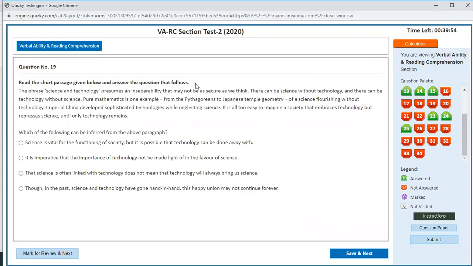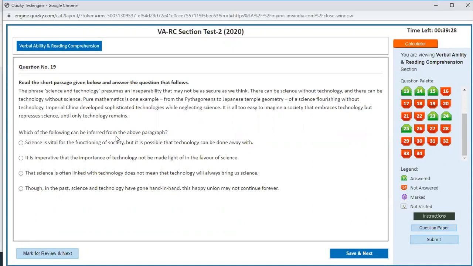Inference. The phrase science and technology presumes an inseparability that may not be as secure as we think. There can be science without technology, and there can be technology without science. Pure mathematics is one example. From the Pythagoreans to Japanese temple geometry, of a science flourishing without technology. Imperial China developed sophisticated technologies while neglecting science. It's all too easy to imagine a society that embraces technology but represses science.